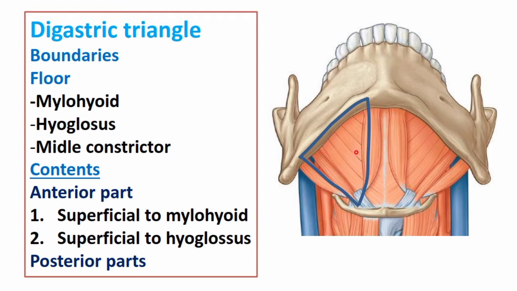Now, what are the contents of that? Before going to see that, what are the structures which are forming the floor of the digastric triangle? The floor is formed by, first, the mylohyoid muscle, and deep to the mylohyoid muscle you can identify the hyoglossus muscle, and also inside the hyoglossus you can identify the middle pharyngeal constrictor muscle. Okay, three muscles which are forming the floor.